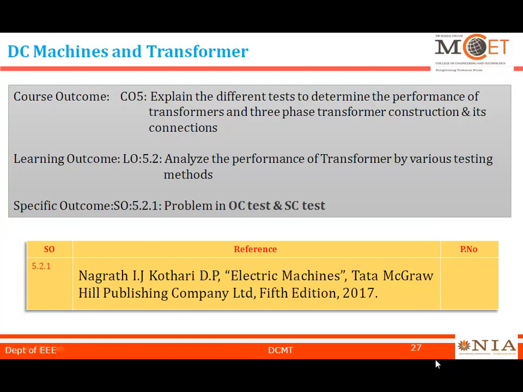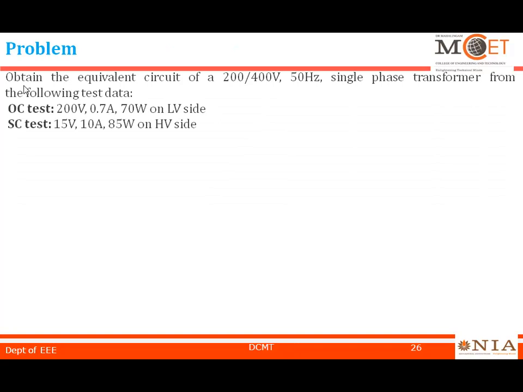In this lecture, we are going to discuss problems related to the open circuit and short circuit tests. Problem: obtain the equivalent circuit of a 200/400 volt, 5 kVA single phase transformer from the following test data. Open circuit test: 200 volts, 0.7 amperes, 70 watts on the low voltage side. Short circuit test readings are 15 volts, 10 amperes, 85 watts on the high voltage side. This is the problem given here.